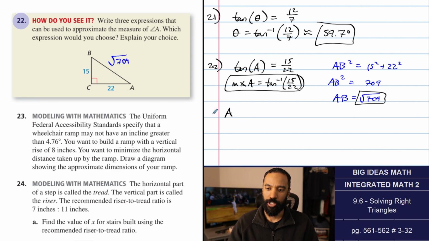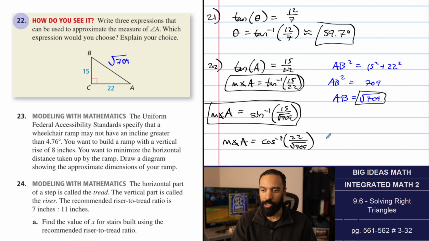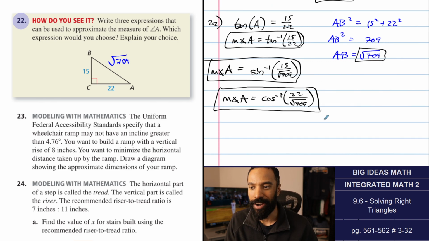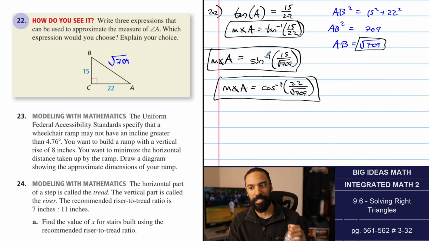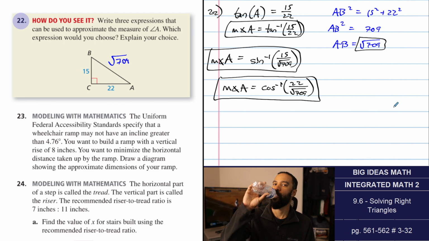So measure of angle A can also be the inverse sine. Hopefully you understand that setup, 15 over root 709, opposite over hypotenuse. I could use that. And the measure of angle A I could also write as inverse cosine of adjacent over hypotenuse. That's 22 over root 709. Now, none of these values are going to have any rounding error. All of these are exactly the same answer because I did not round root 709. How I wrote it is exactly as is.